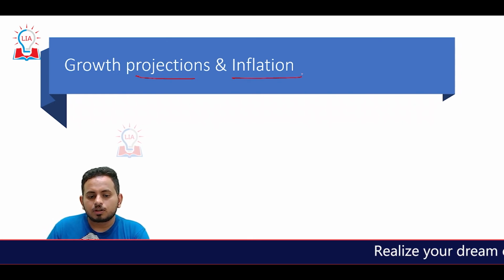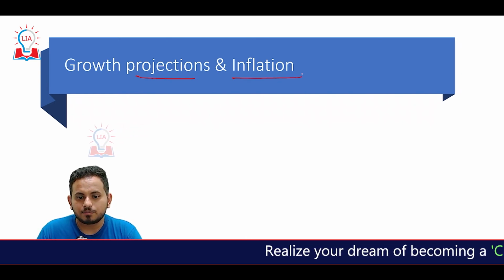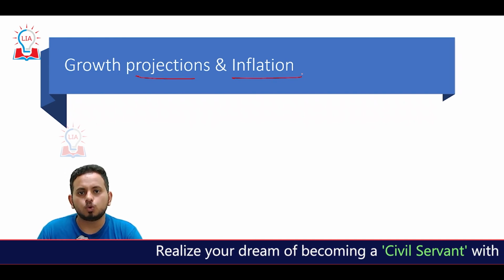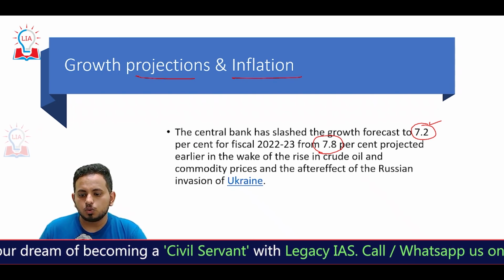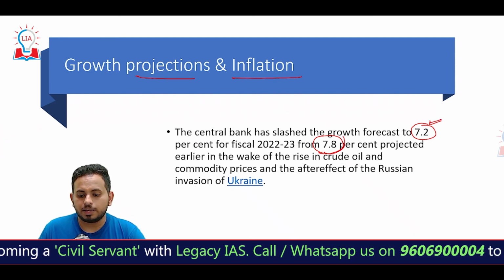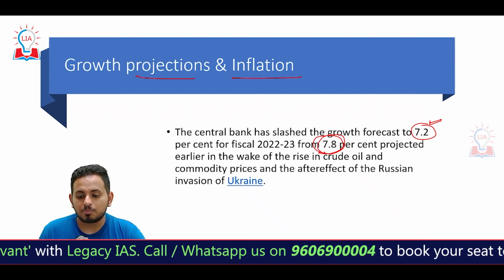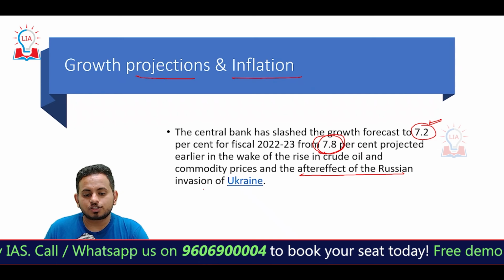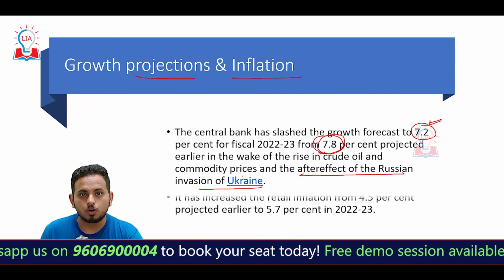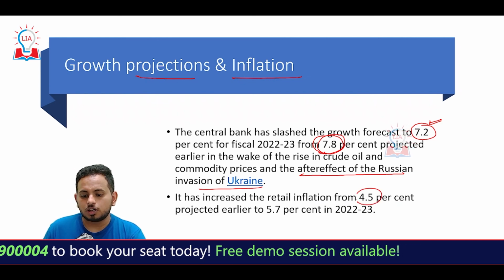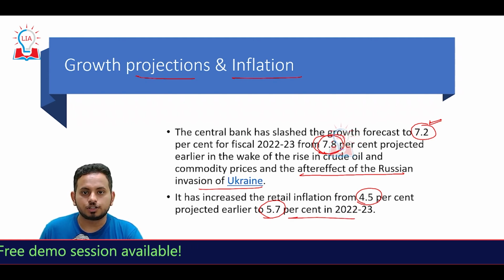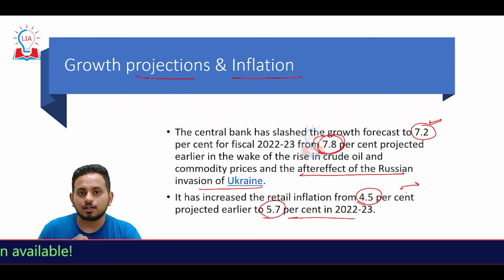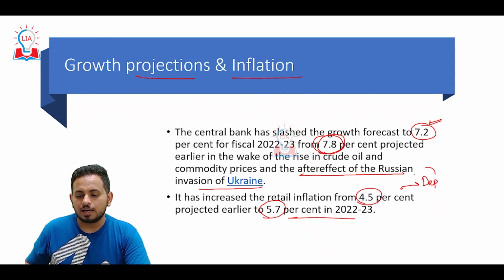What are the growth projections according to MPC and the inflation projections for the year 2022 and 2023? The central bank slashed the growth forecast to 7.2%, which was earlier predicted to be 7.8%. And this happened in the wake of the Russian invasion of Ukraine and also the inflation. The inflation forecast was earlier 4.5% and it increased to 5.7%. Whenever there's inflation, we have studied that there will be depreciation in the currency, or the value of currency reduces.